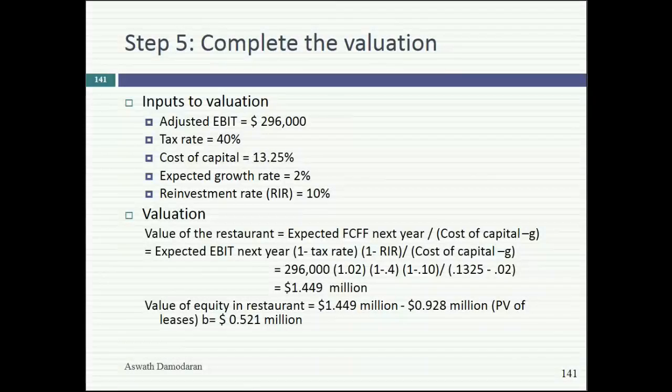You plug the numbers in, 296,000 grows out at 2%, after taxes, after reinvestment, 13.25% cost of capital minus the growth rate, gives me a value for the operating business of about $1.4 million. If you subtract out the lease commitment that you have here, which you have to get to the value of equity, the value that you get for the equity is $521,000. As a restaurant owner, and I show you this number, let's say you're disappointed that it's so low. After all, you made 1.2 million revenues last year, 400,000 operating income. I'm telling you your equity is worth only 521,000.